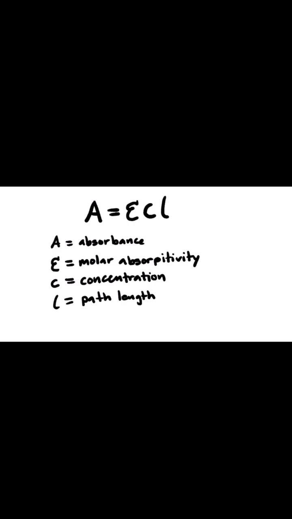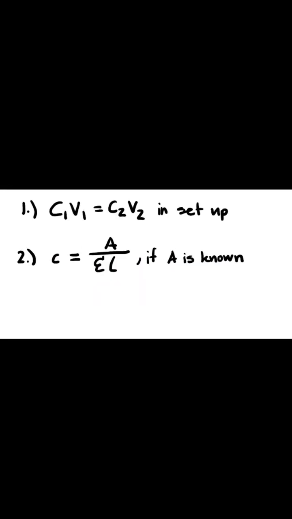The Beer-Lambert law is absorbance equals molar absorptivity of the analyte times path length times concentration. The absorbance value is given by using the spectrophotometer. The path length is the width of the cuvette, typically 1 centimeter. The concentration is determined by knowing how much solute was added in the solvent during the setup. If the absorbance is known, you can rearrange the equation.